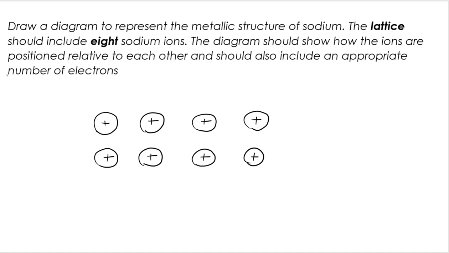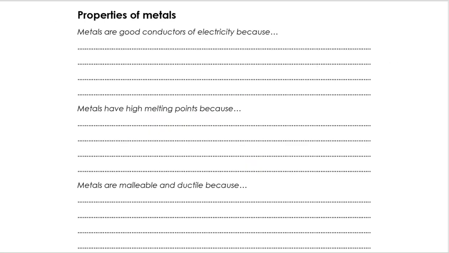Now this particular question also asked for the inclusion of electrons, and more importantly, an appropriate number. Well, if 8 sodium atoms become 8 sodium ions, they've each lost 1 electron. So we would need 8 delocalized electrons through the structure. Okay, let's take a look at some of the properties. Have a go at these questions and see how you do.